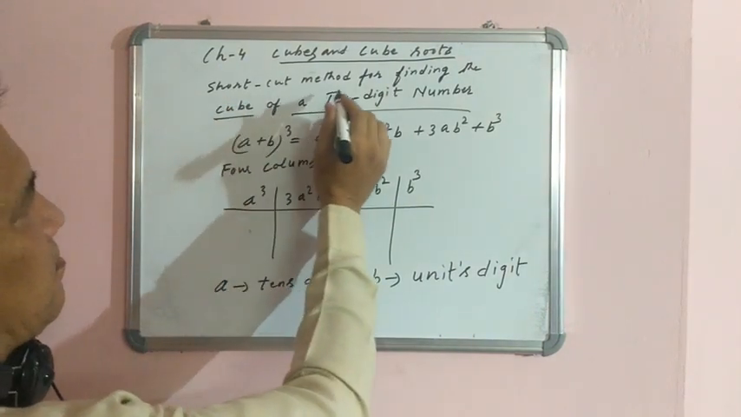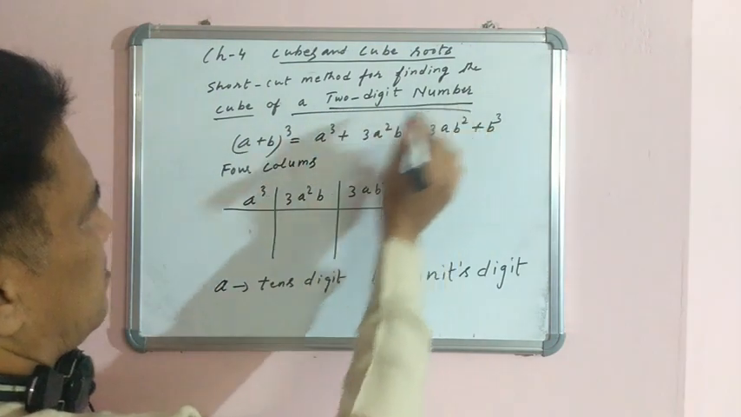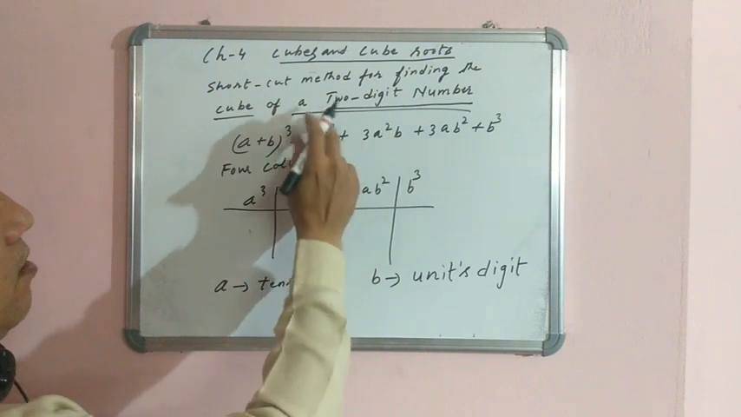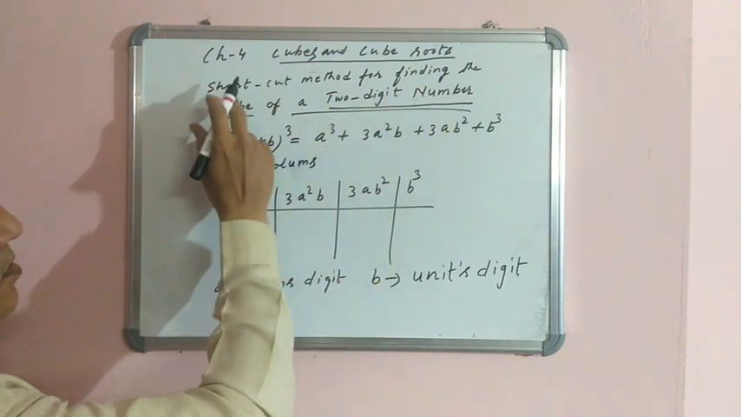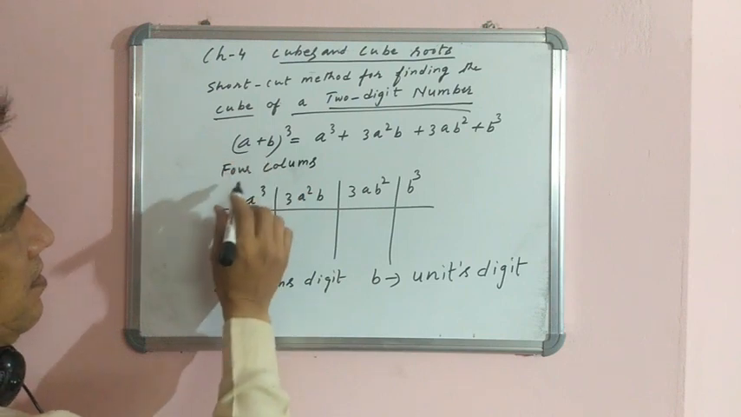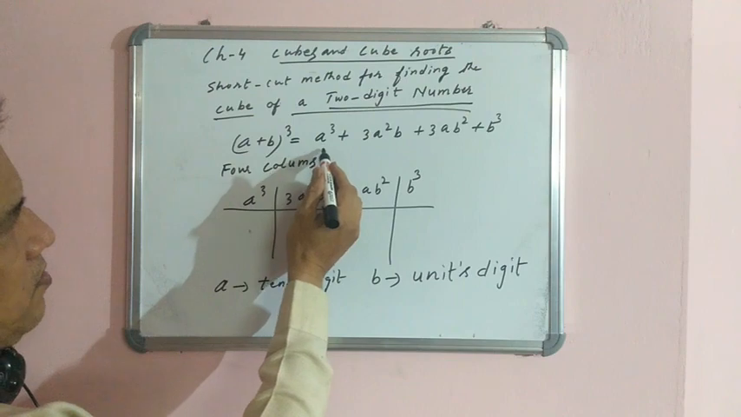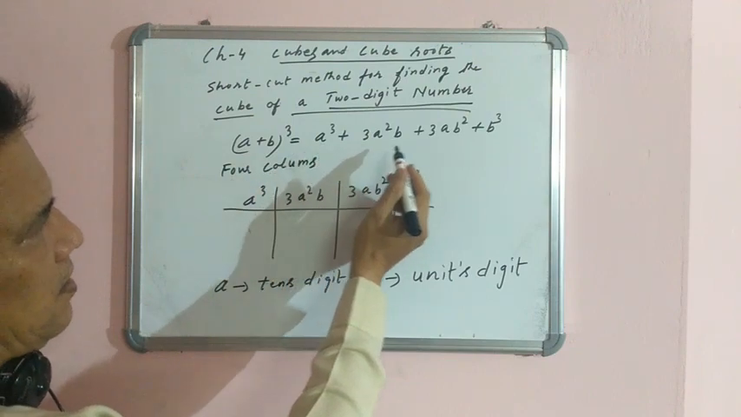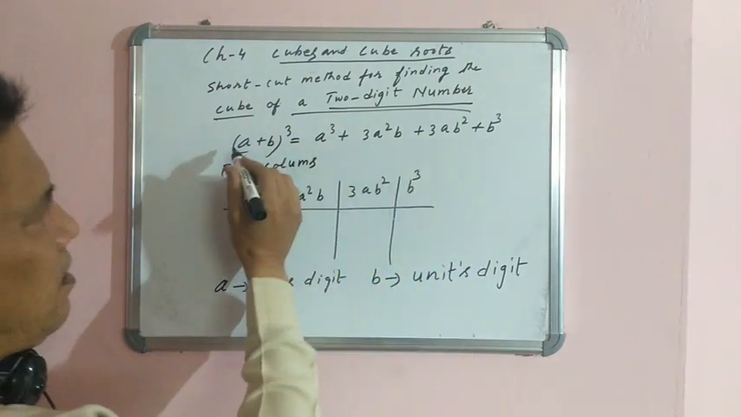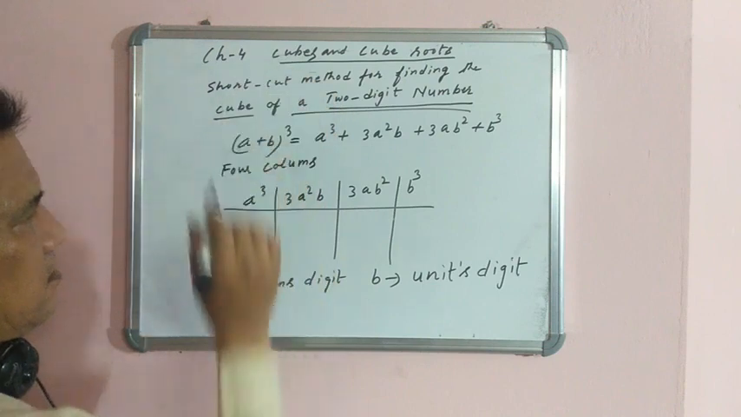Shortcut method for finding the cube of a two-digit number. Today we will study how to find the cube of a two-digit number using the shortcut method. Here we will use this algebraic identity: (a + b) whole cube equals a cube plus 3a square b plus 3ab square plus b cube. This is the algebraic identity we will use in the shortcut method.